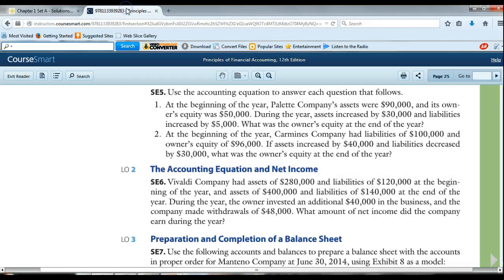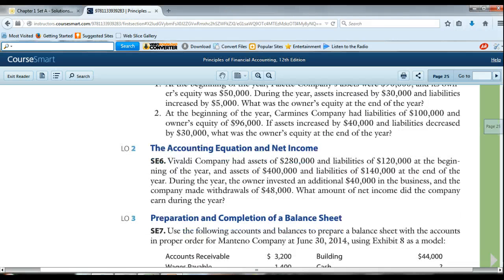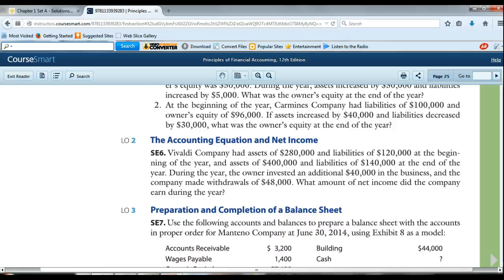Look at SE6. SE6 says Vivaldi Company has assets of $280,000 and liabilities of $120,000 at the beginning of the year. So if the assets are $280,000 and the liabilities are $120,000, what does that make our owner's equity?